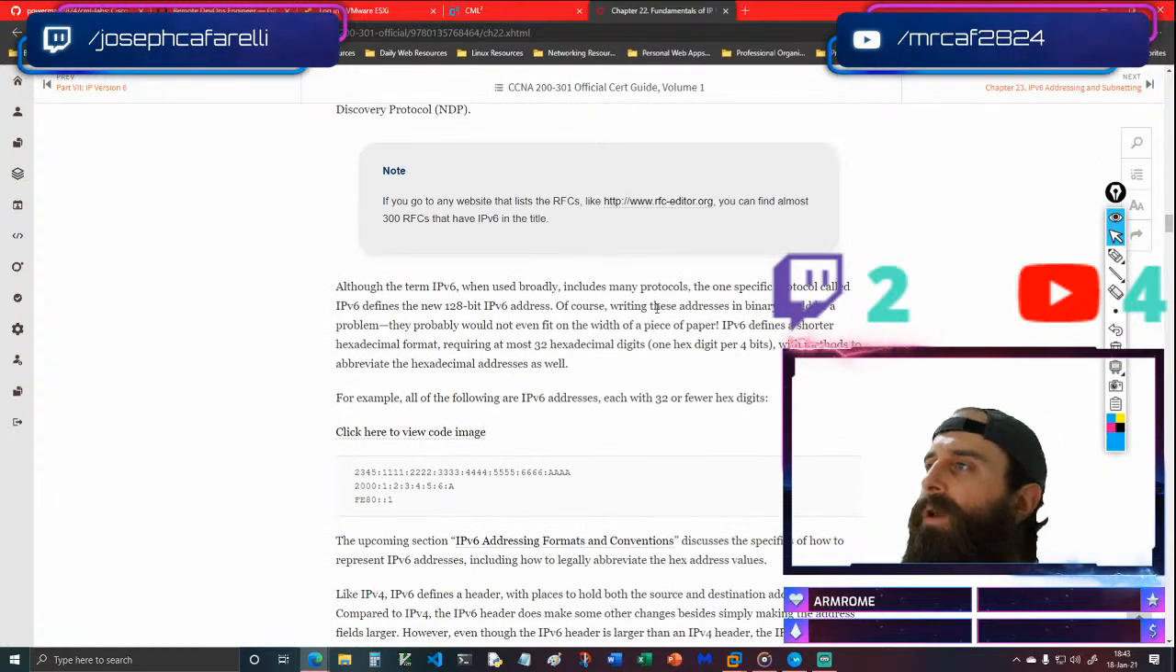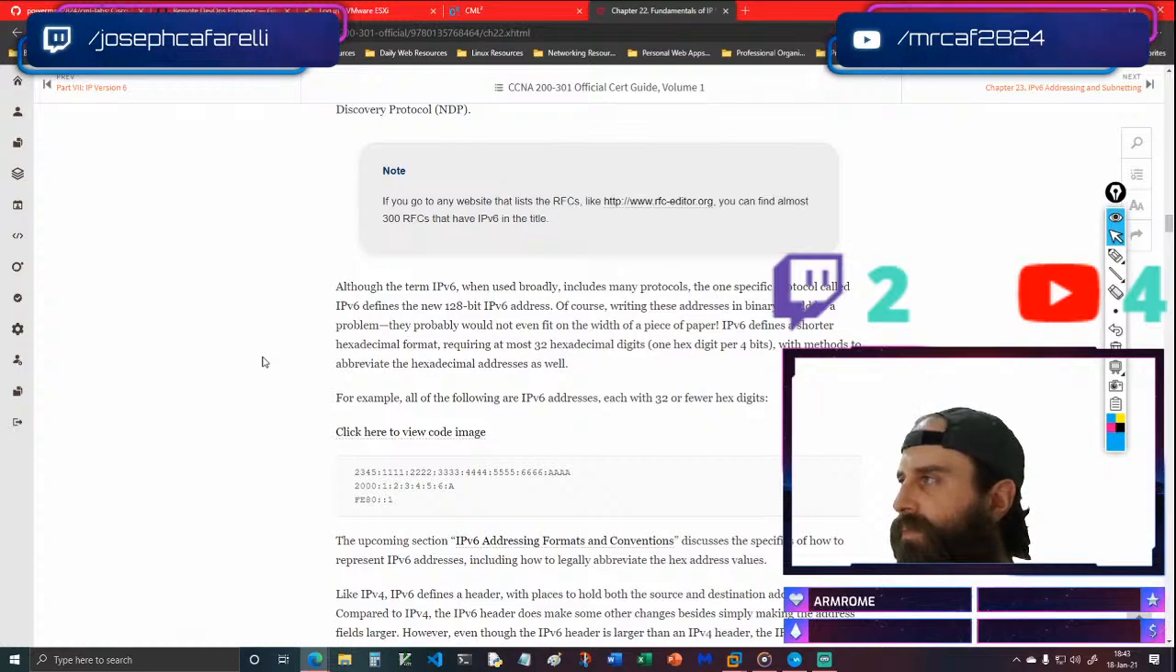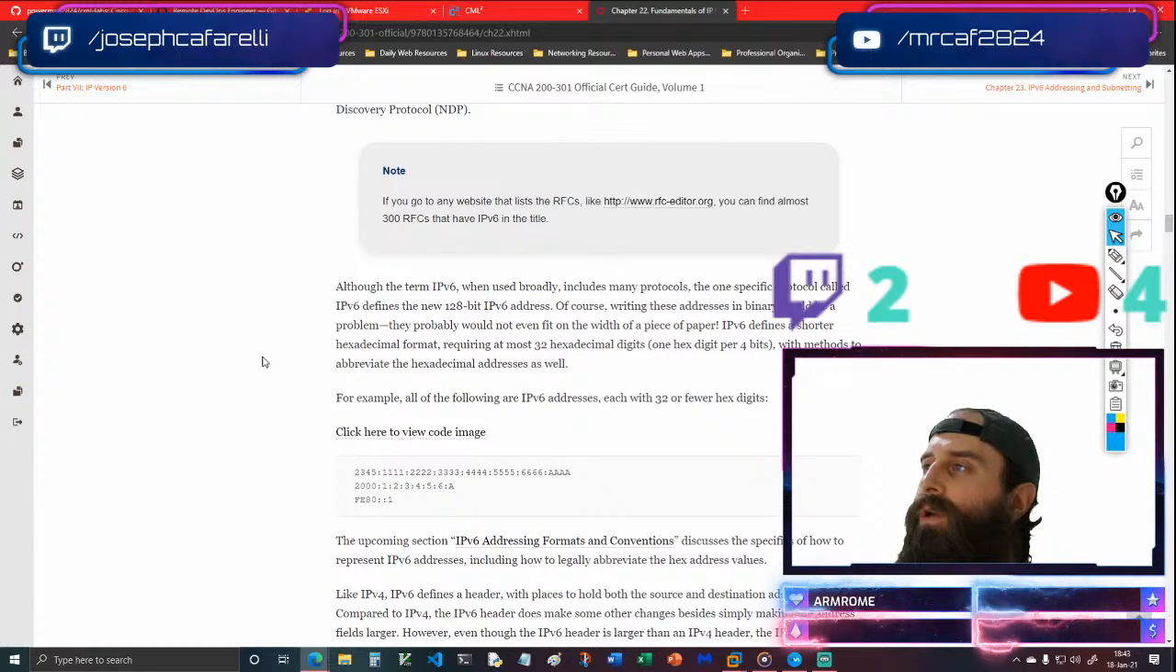Although the term IPv version 6, when used broadly, includes many protocols, the one specific protocol called IPv6 defines the new 128 bit IPv version 6 address. Of course, writing these addresses in binary would be a problem. They probably wouldn't even fit on the width of a piece of paper. IPv version 6 defines a shorter hexadecimal format.